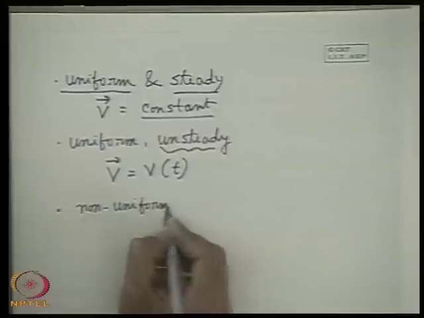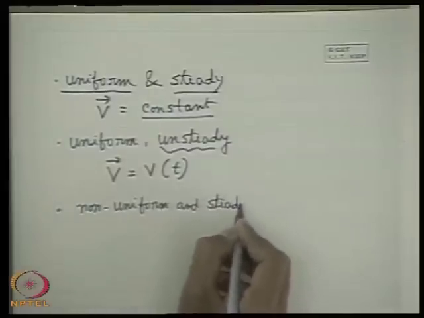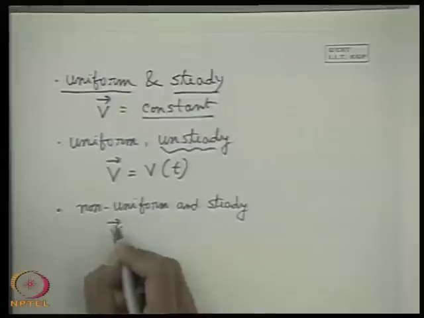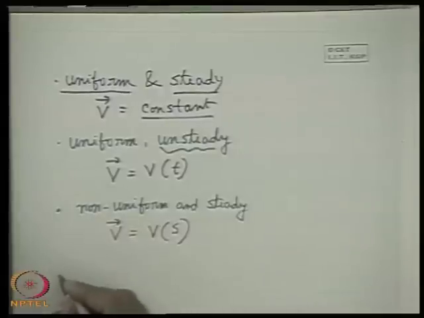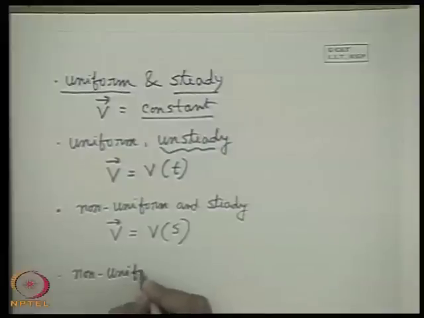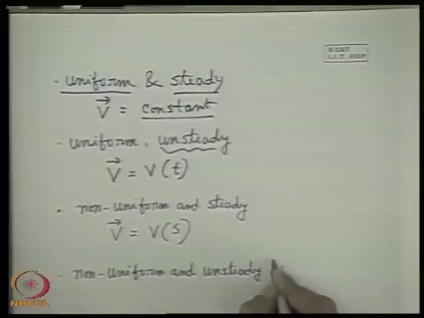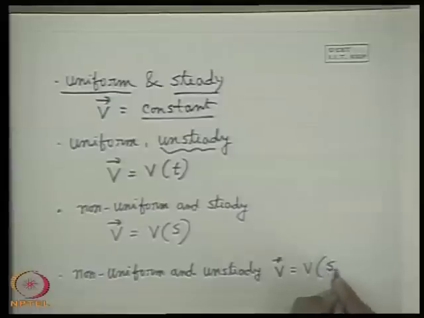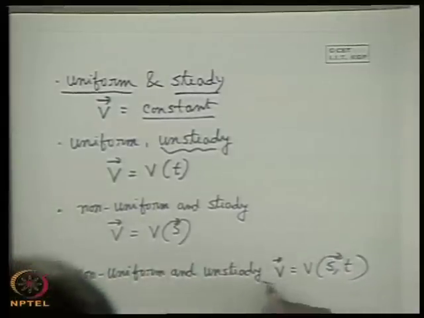Non-uniform and steady. In this case, what will happen? It will be a function of S only. Because it is a steady flow, it is a function of S only. And the most general is non-uniform and unsteady, where V is a function of both S and T, general nomenclature. It is a function of S and T.